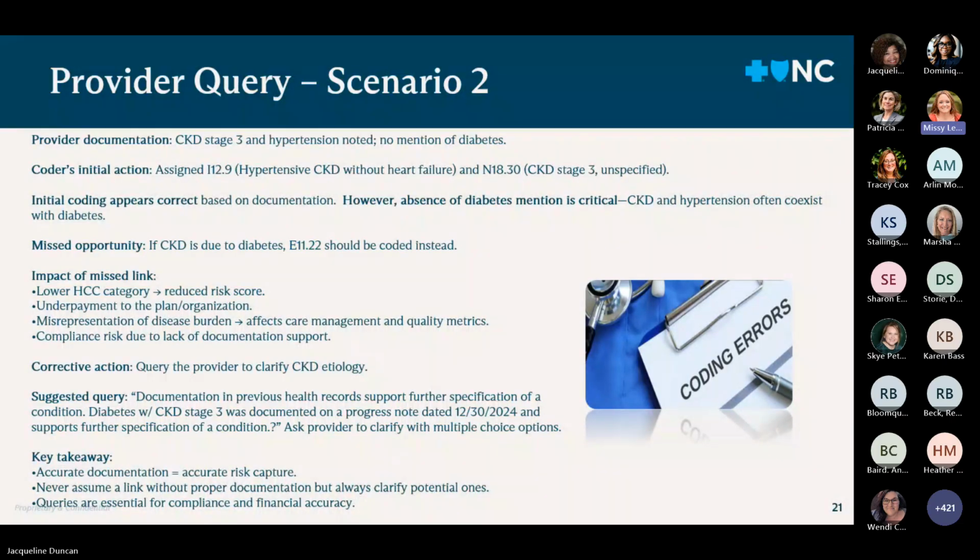You would copy and paste the documentation of type 2 diabetes with CKD stage 3 and ask the provider to clarify the etiology of the CKD and use multiple choice answers like CKD stage 3 due to type 2 diabetes, CKD stage 3 due to other condition, which they would need to specify, and clinically undetermined can close the gap and ensure accurate coding. Ultimately, accurate documentation drives accurate risk capture, and every query sent strengthens both data integrity and financial accuracy.